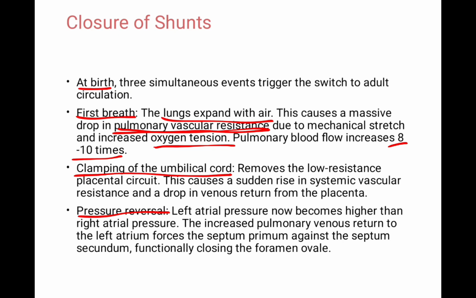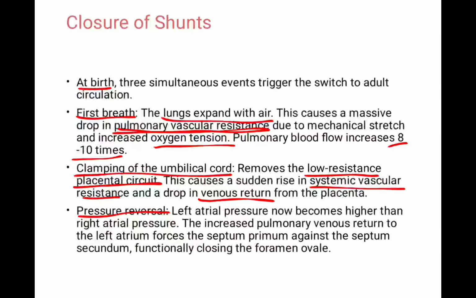There's now clamping of the umbilical cord. When you clamp the umbilical cord, you remove the low resistance placenta circuit. The whole low resistance placenta circuit is taken off. So this causes a sudden rise in systemic vascular resistance and a drop in venous return from the placenta.